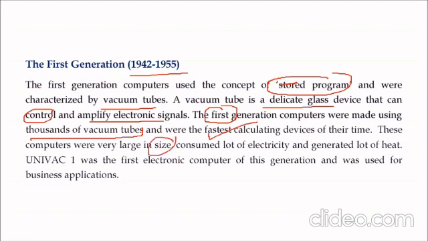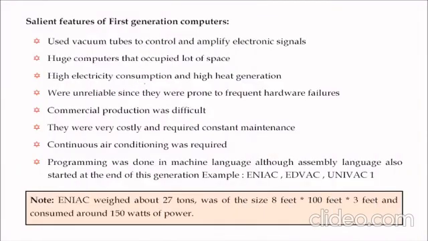These were very large in size, consumed a lot of electricity, and produced a lot of heat. UNIVAC 1 is the first electronic computer of this generation and was used for business applications. The salient features of first generation computers: they used vacuum tubes to control and amplify electronic signals, and they were very huge. They occupied a lot of space. The electricity consumption was quite high and the heat generation was immense.